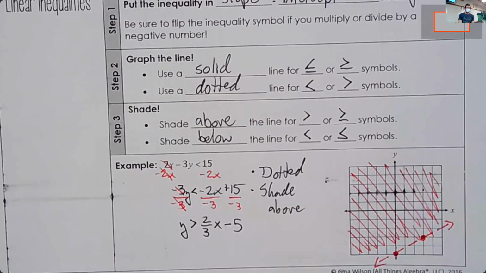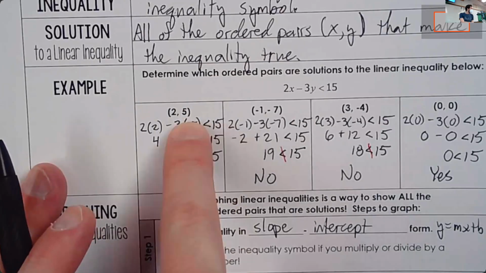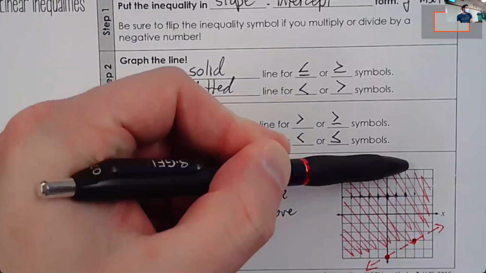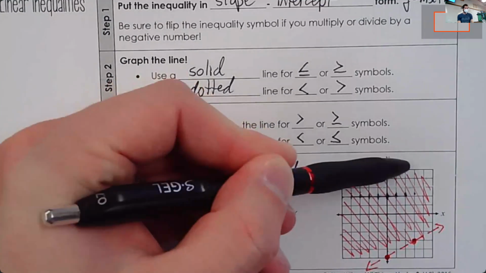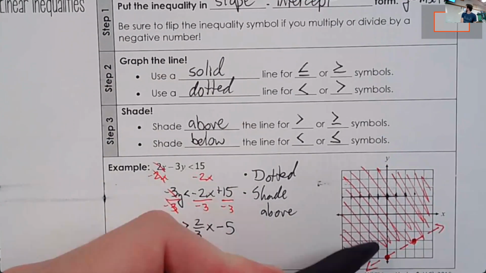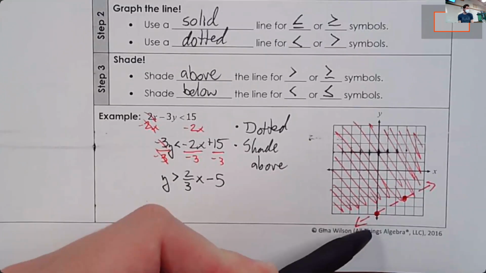the point (2, 5), the one that we first checked right up here, where we said that (2, 5) was part of the solution. So if we find (2, 5) on this graph, over 2, up 5, yes, that's part of that shaded part. The next point was (-1, -7). If we go left 1 and then down 7, that's below the line, which means it's not part of the answers.